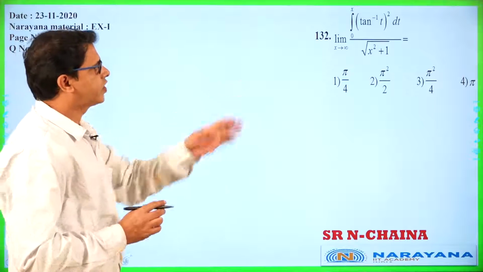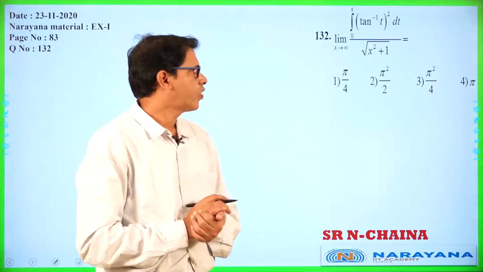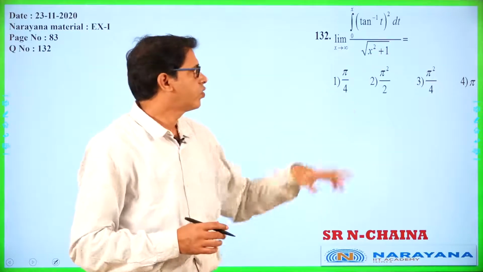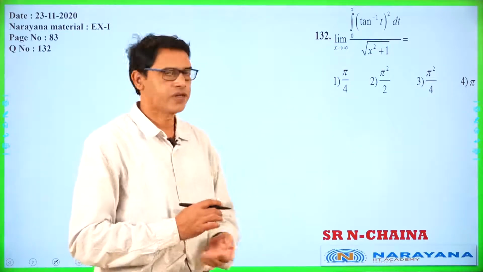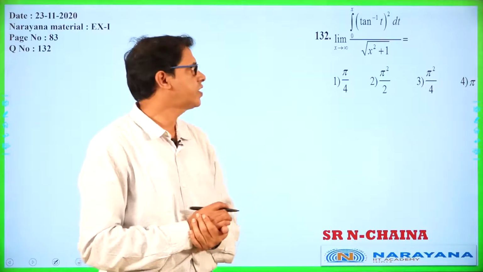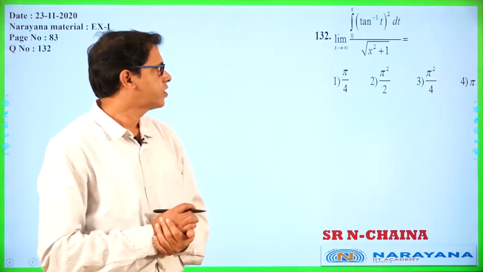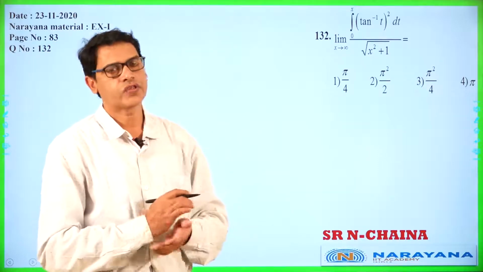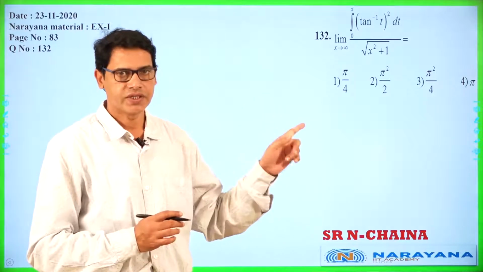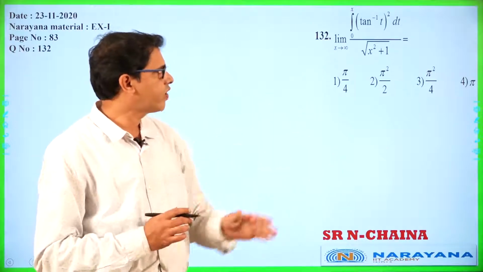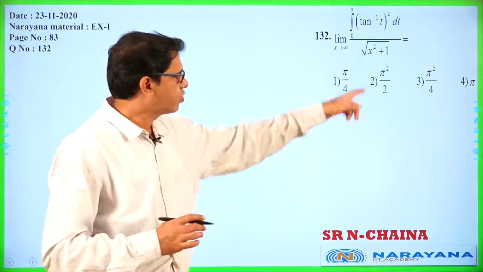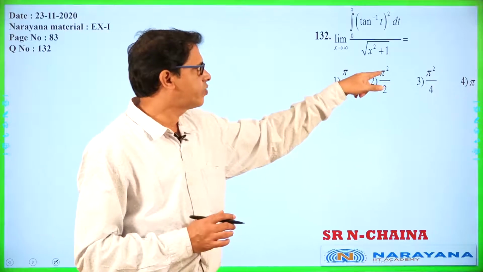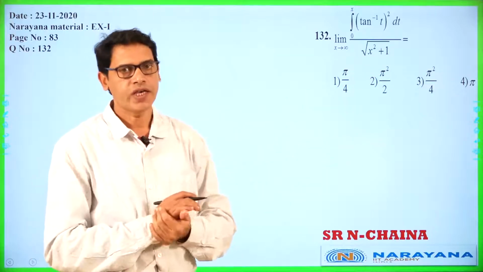See, again same. If you apply the limits, what do you get? You get infinite by infinite. So limit x tends to infinite, integral 0 to x of tan inverse of t whole square upon root over x square plus 1. Numerator value will be infinite and this value is also infinite. So infinite by infinite means in this case also you can apply LH rule.